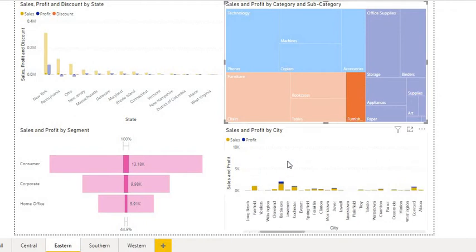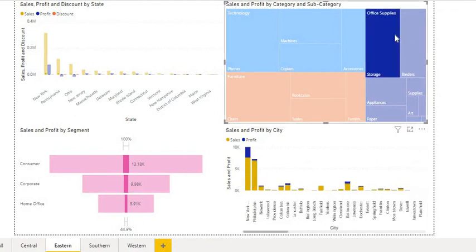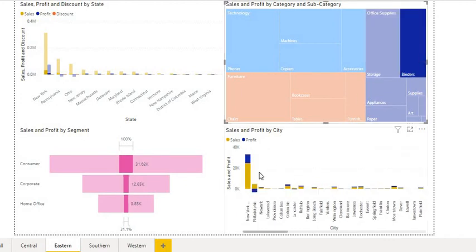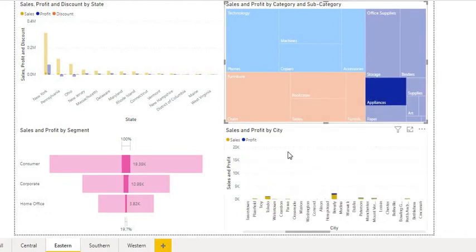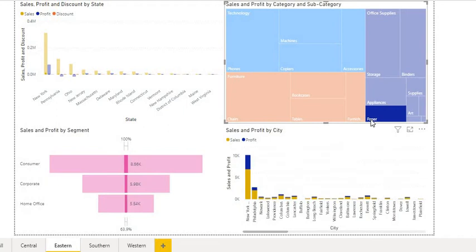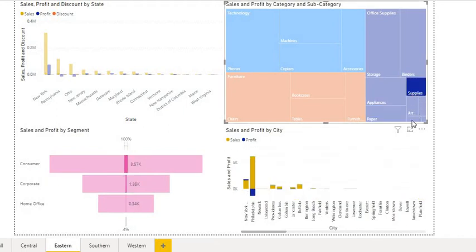Furnishings, profit. As for office supplies, it's a profit. They're making profit in most of the cities. Binders, then again there is profit, although in Philadelphia you will see loss. Appliances, it's good. Paper, paper is also making profit. Articles, fine. Supplies, there is loss in Philadelphia. So in two categories we saw loss in Philadelphia. It comes under office supplies.